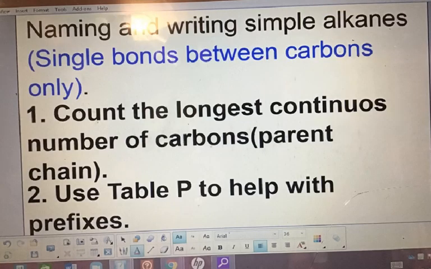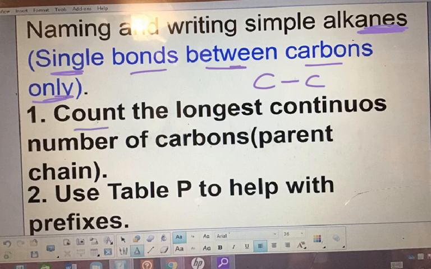Now, how do we name and write simple alkanes? Here's the deal. Remember, it's single bonds only between the carbons. So anytime you hear the suffix ane, it has only what? Only single bonds between the carbons. Now, here's what you do. You count the longest continuous number of carbons, and it's called the parent chain.